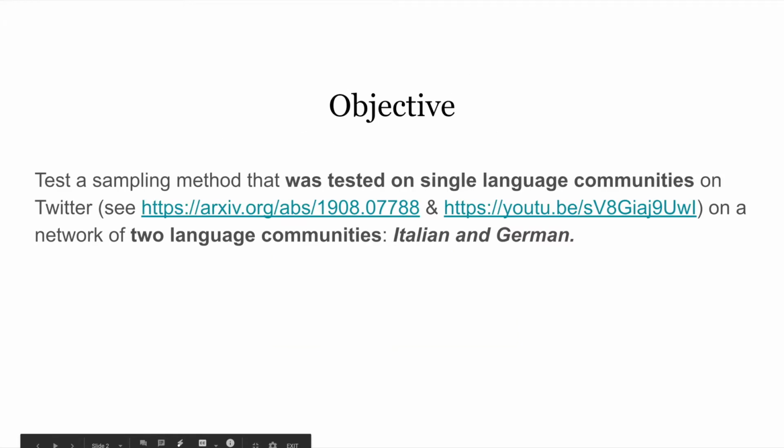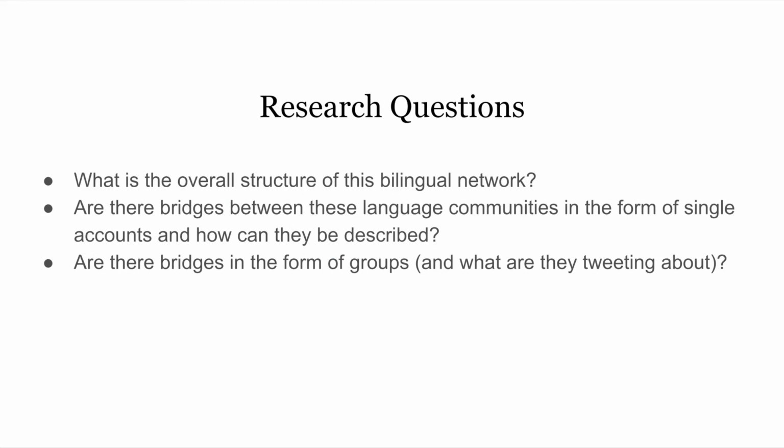For this study, we were curious how a self-developed sampling method for large-scale Twitter follow networks works on 2 language communities at once. Our actual research questions were straightforward. First, what is the overall structure of this bilingual network? Second, are there single account bridges between these language communities? And third, are there bridges in the form of groups?